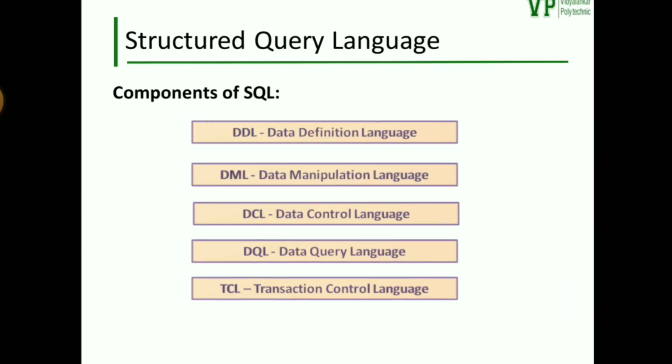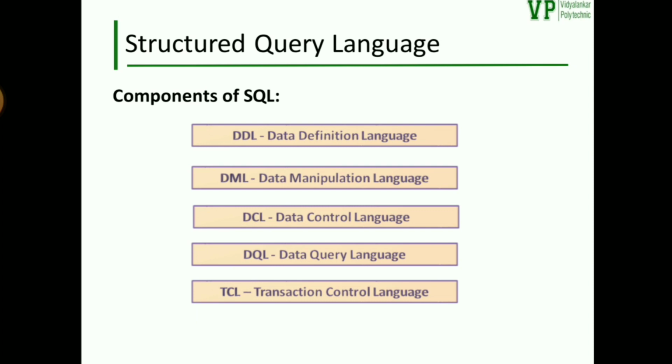Okay, see, in structured query language we have mainly 5 types of components, which are DDL, DML, DCL, DQL and TCL. DDL is data definition language, DML is data manipulation language, DCL is data control language, DQL is data query language, TCL is transaction control language.